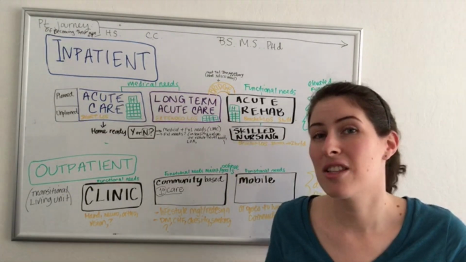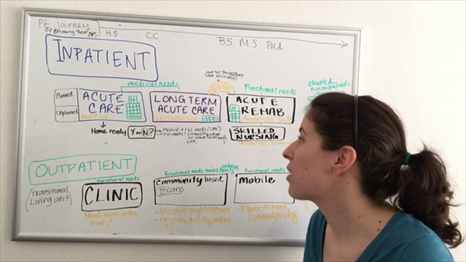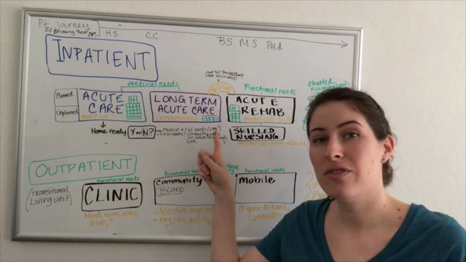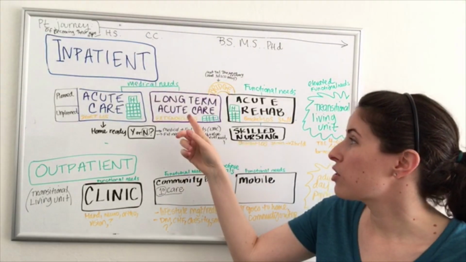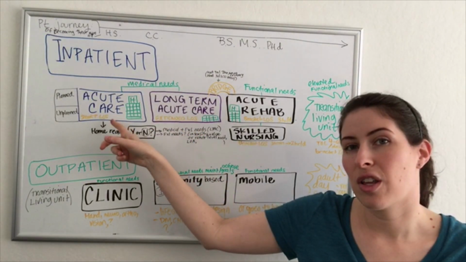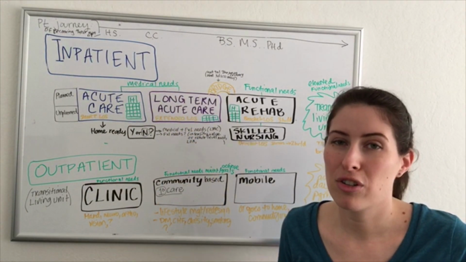But if the answer is no, they cannot go home, where can they go next? Do they still have medical and functional needs? Long-term acute care would be our answer. Long-term acute care is an extended version of acute care, but they're staying there longer in their acute medical condition.